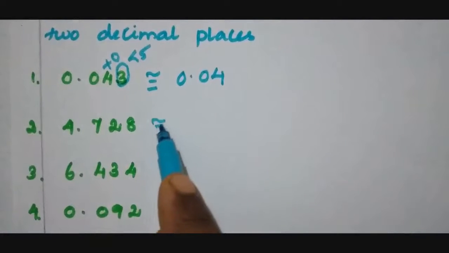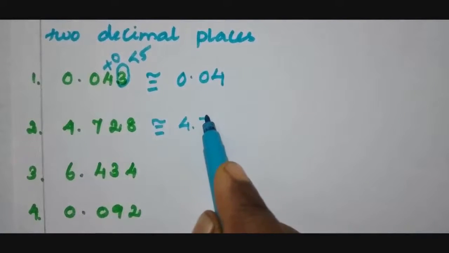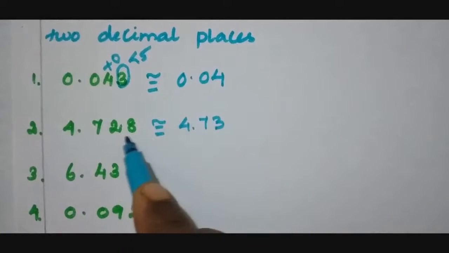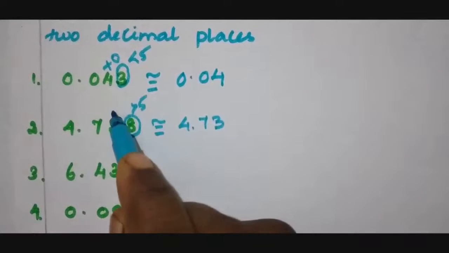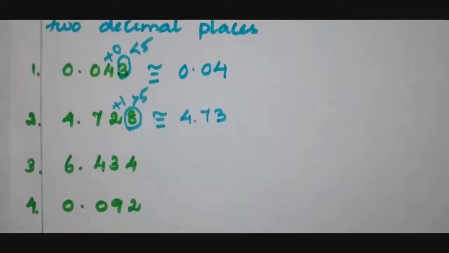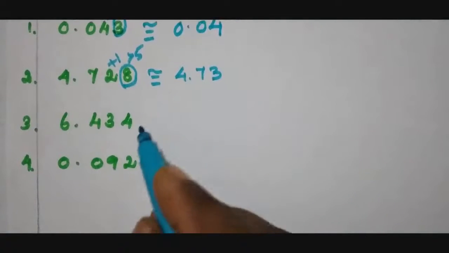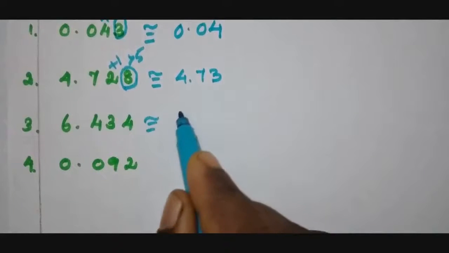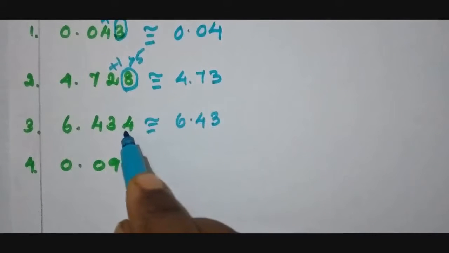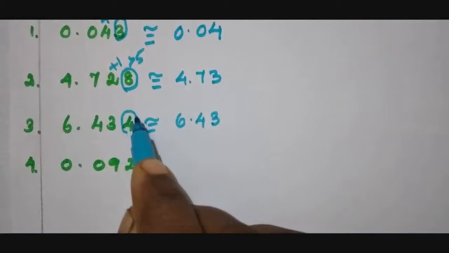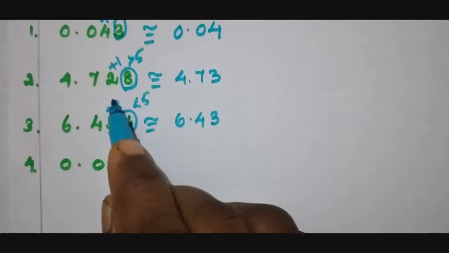4.728 is approximately equal to? Yes, very good. 4.73. So the third decimal place is greater than 5. So you have to add 1 to the second place. Third one, 6.434 is approximately equal to 6.43. How did we reach the answer? Yes, the third decimal place is less than 5. So you have to add 0 to the second one.